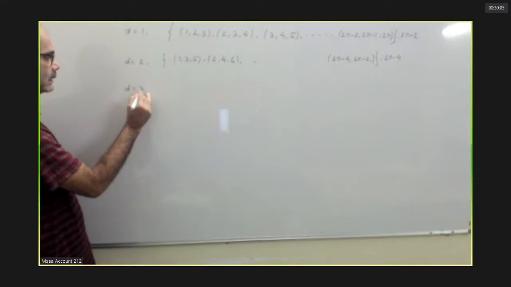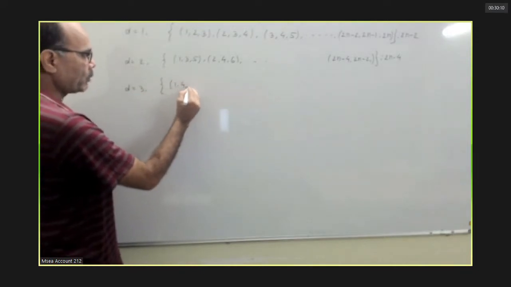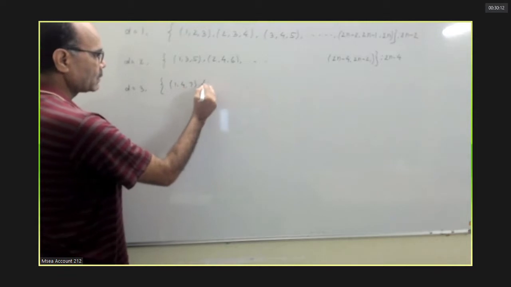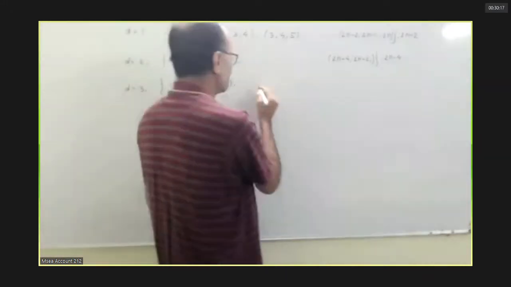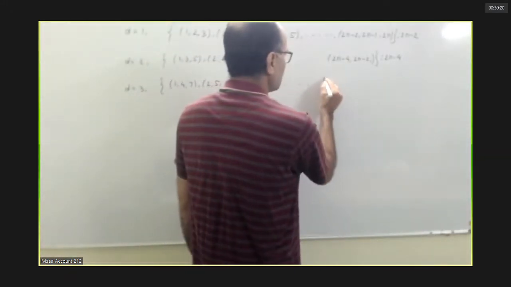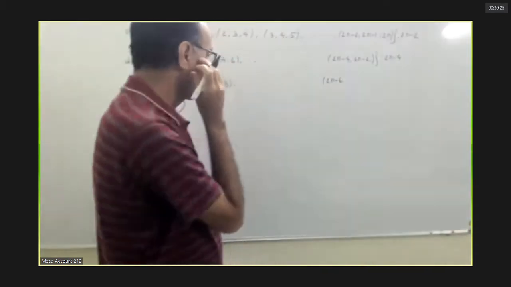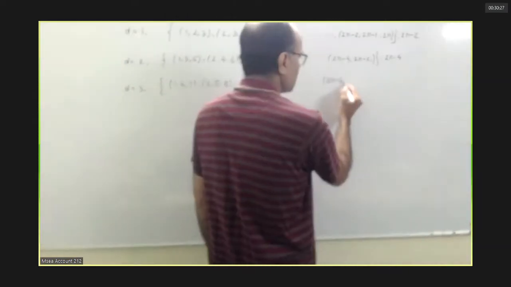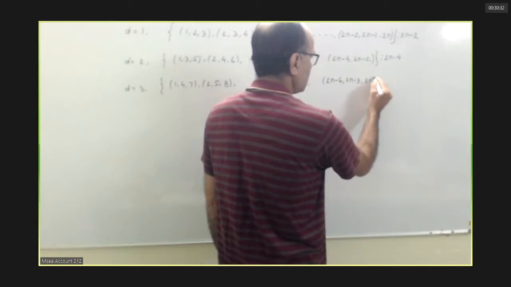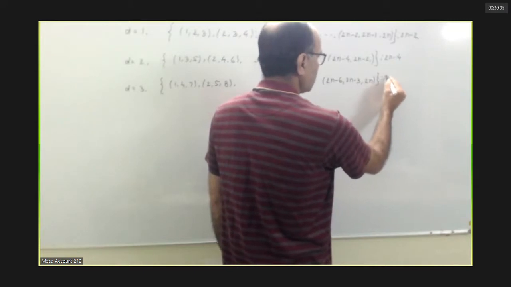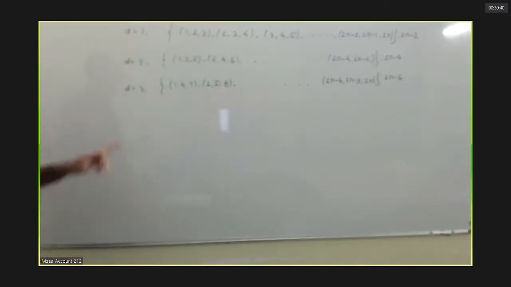With common difference 3: 1, 4, 7; 2, 5, 8; like that. 2n minus 6 ways. Total 2n minus 6 ways with common difference 3.